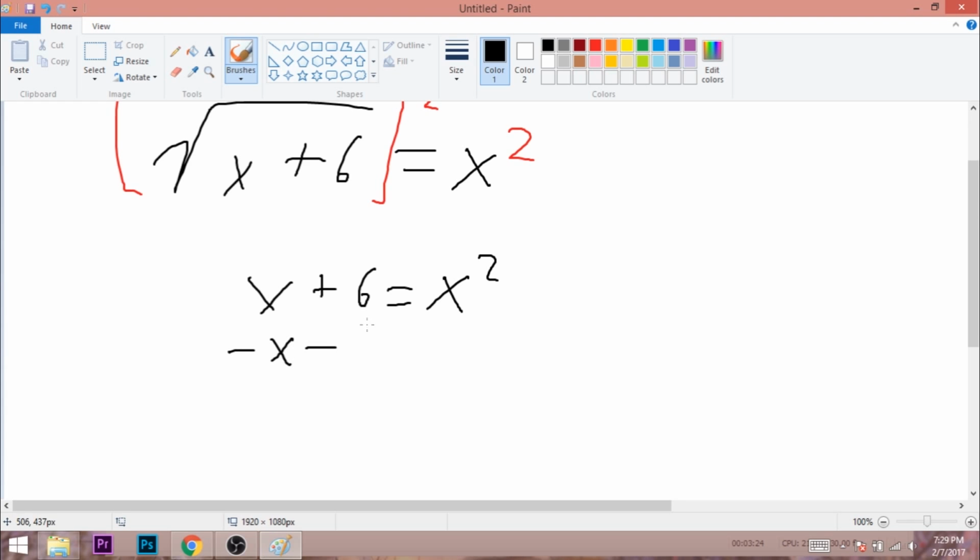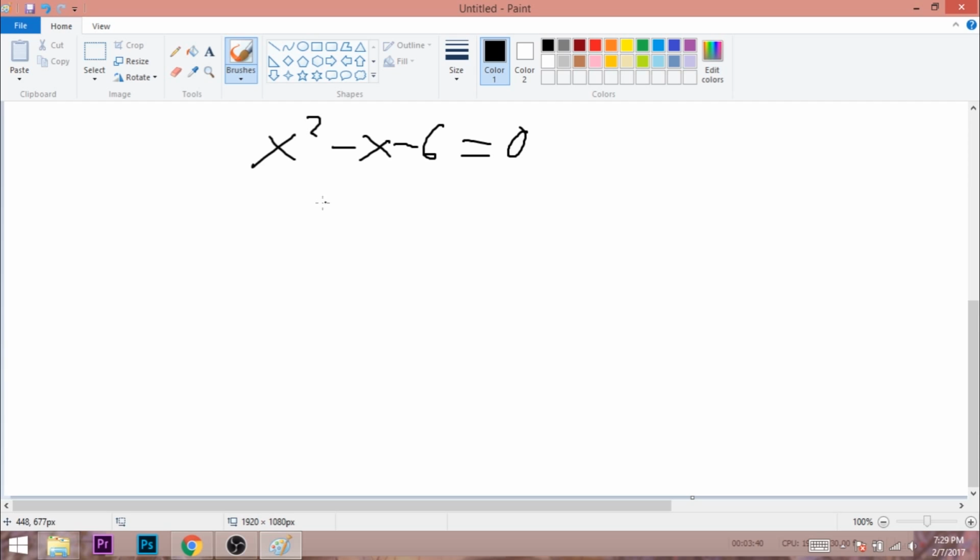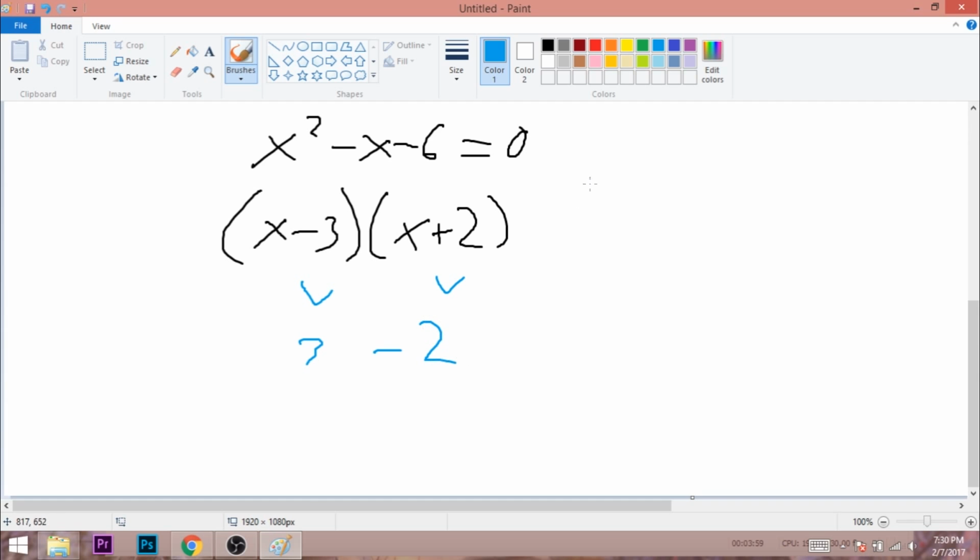Now I'm going to do two steps at once, subtracting x and 6 from both sides. That means that I'm going to write it the other way around, but x squared minus x minus 6 is equal to 0. Now this is a quadratic, meaning that you can factor it. So x minus 3 times x plus 2. Now I'm left with two solutions, 3 and negative 2. It's time to check for extraneous solutions, right?